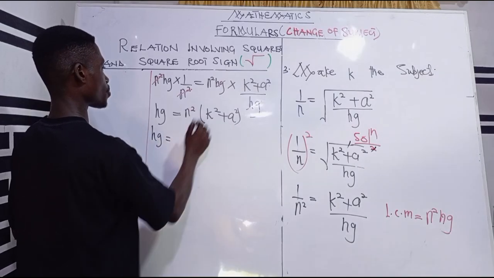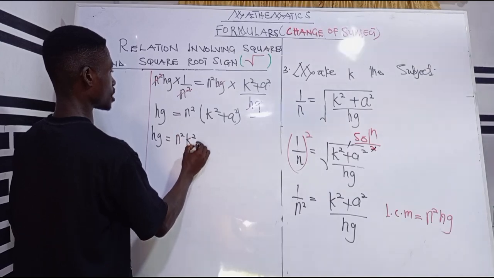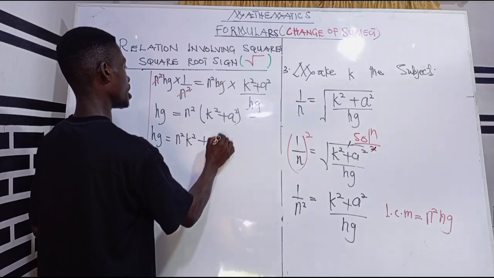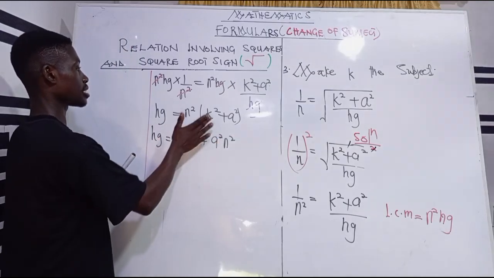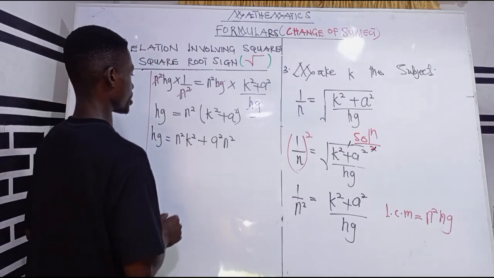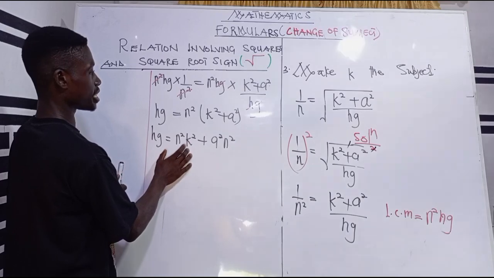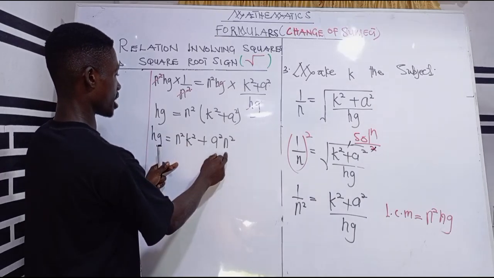N squared times k squared, you are getting what? N squared k squared plus n squared times a squared will give you a squared n squared. Good. So we have expanded the bracket. Now looking at this, we have to make k the subject. Okay, so we have k here. Okay, we don't have k here.